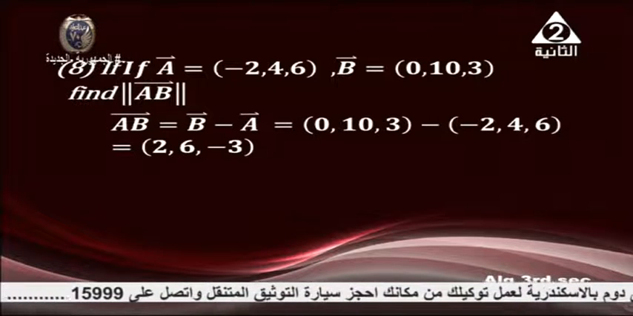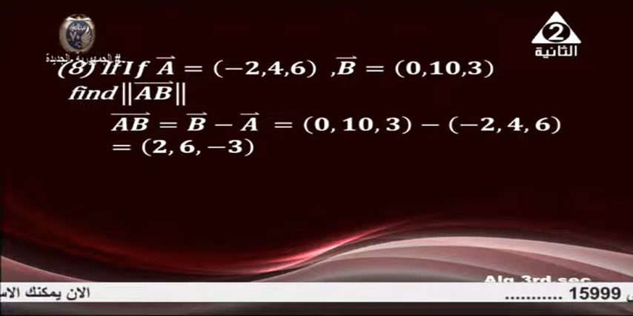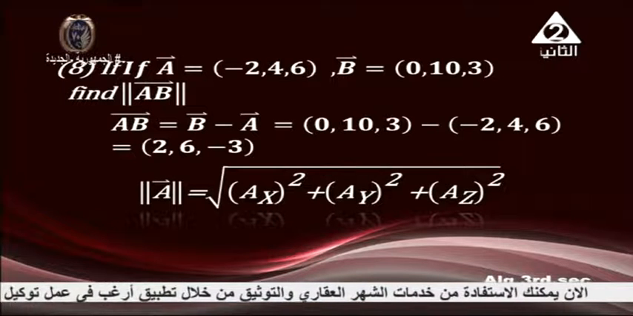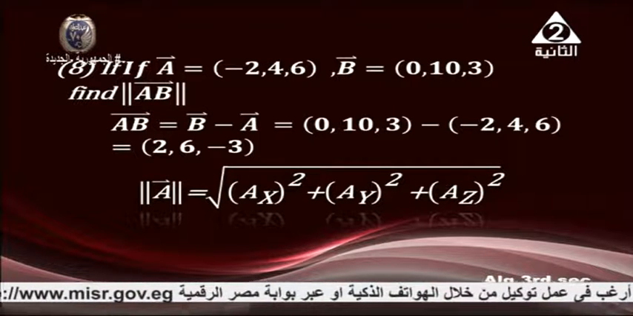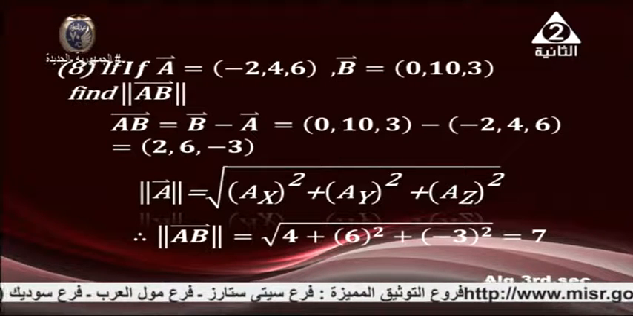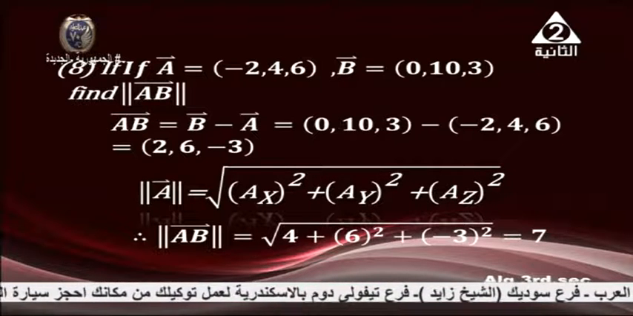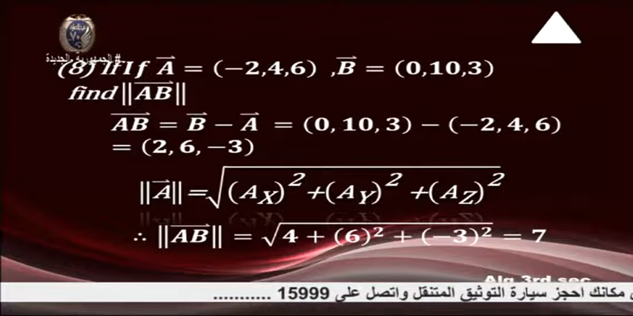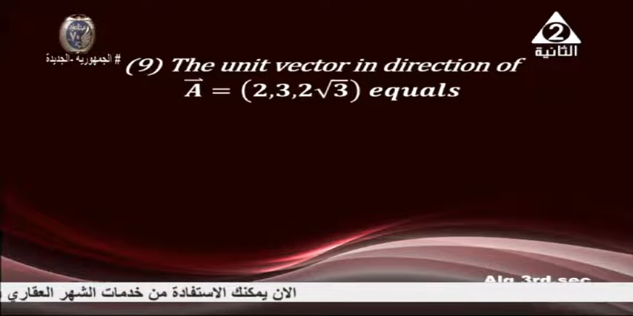This is the vector AB. But the length of the AB vector, or directed line segment AB, must be the norm of AB, the square root of AX square plus AY square plus AZ square. Therefore, 2 power 2 plus 6 power 2 plus negative 3 to the power 2, the answer is 7. Don't forget, my dear student, the norm of the AB vector means the length of the directed line segment. Now we translate to another example.